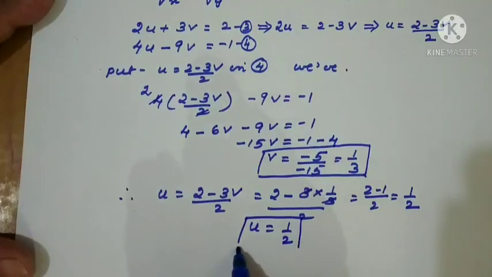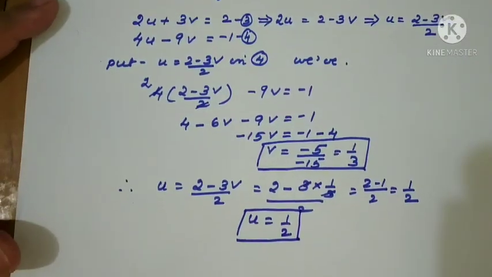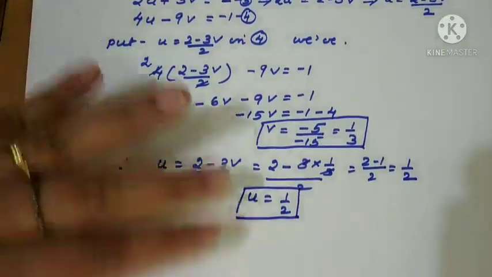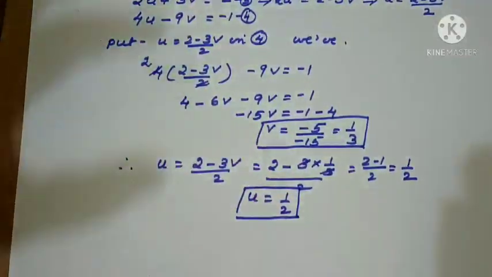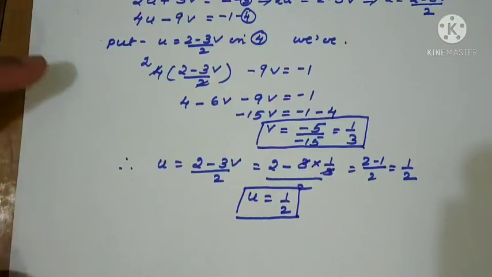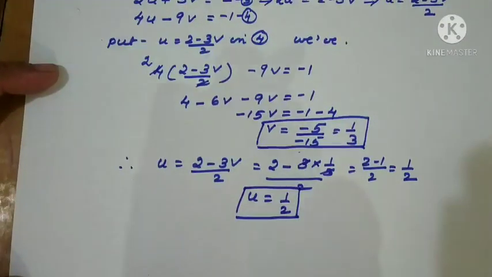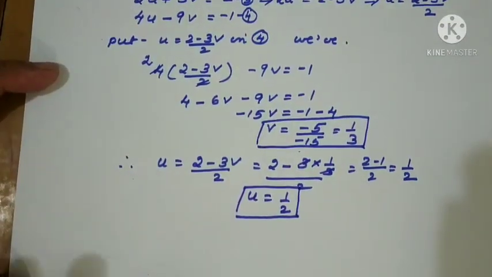Whenever you are getting an answer, I told already that we should put it in a box. So if answers are correct, they will not go in detail. If it is wrong only, everybody checking will go in detail. So v equal to 1 by 3, u equal to 1 by 2, clearly you are highlighting the answers.